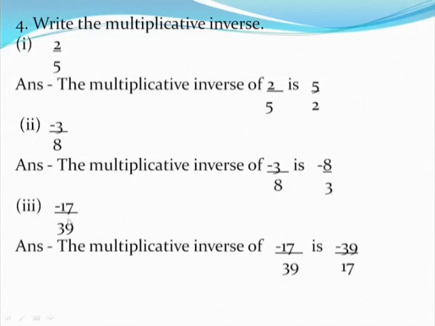Third one, negative 17 upon 39. Again, interchange the numerator and denominator. Here 39 will come in the numerator and negative 17 will go in the denominator. But as again we cannot write a negative number in the denominator, we will shift the negative sign to the numerator. Hence, the multiplicative inverse of negative 17 upon 39 is negative 39 upon 17.